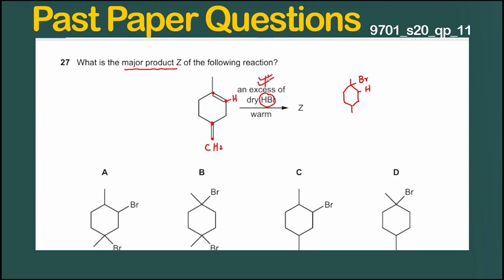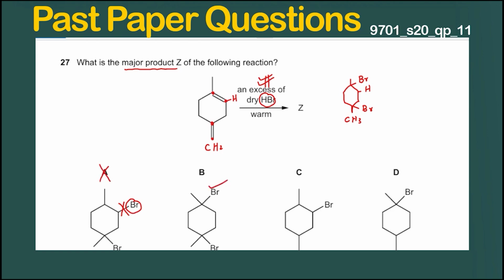We have excess of dry HBr. Excess है तो ये भी double bond टूट जाएगा. It is going to break down और यहाँ पे Br आ जाएगा on this side, and here it becomes CH3 actually. Okay, so here the Br is attached here, so that is the minor product. So A must be the incorrect compound.